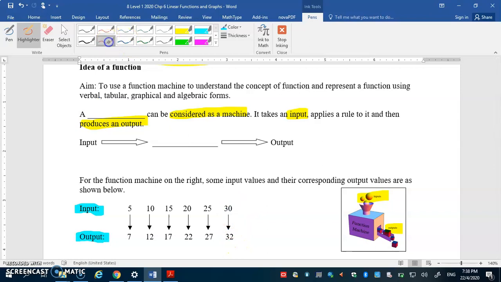What is happening is, for every input that you input into the function machine, the machine is adding 2 to produce the output. Okay, so basically this is what the function machine is doing. It is taking your input, applying a rule such as +2 and producing an output. Okay, so fill up the blanks over here. Both are functions.